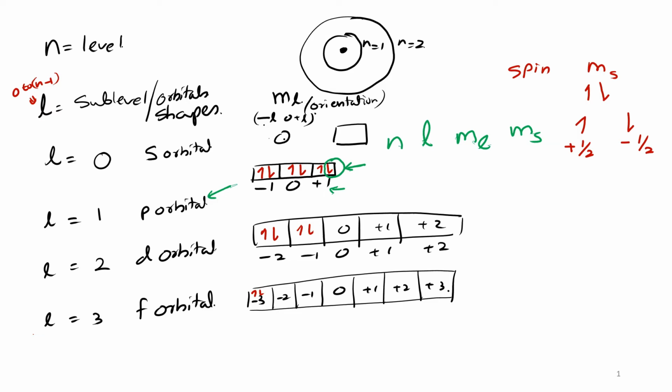And let's say for a moment we are looking at the n equals 2 level. We know we don't have any p orbitals in n equals 1. In n equals 1, we have only s orbitals. P orbitals start appearing from the second level. So our quantum numbers are going to be n is 2, l is 1, because we are looking at p orbitals, and our ml is plus 1 because I'm looking at this particular electron. And since it is a downward arrow, I can put a minus half.